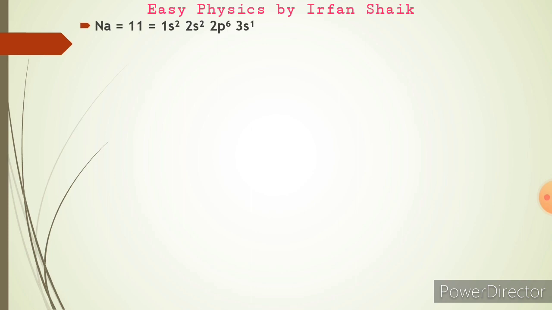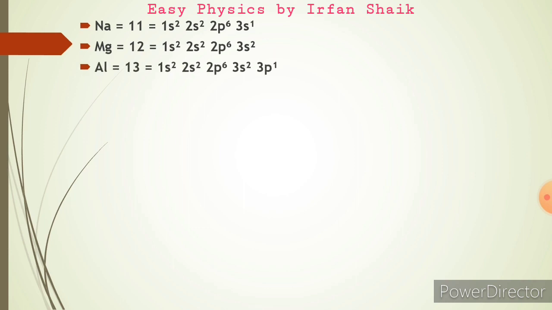So, sodium is the 11th element. The configuration is 1s2, 2s2, 2p6, and the 11th electron enters into 3s, that is 3s1. In the Aufbau principle, we have discussed the increasing order of energy of orbitals. So better you go through the Aufbau principle before learning electronic configuration. The 12th element is magnesium, atomic number 12. So 1s2, 2s2, 2p6, 3s2.